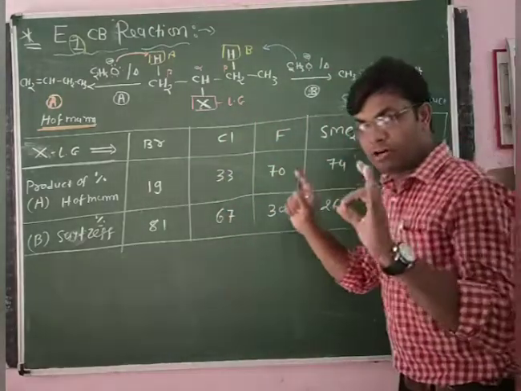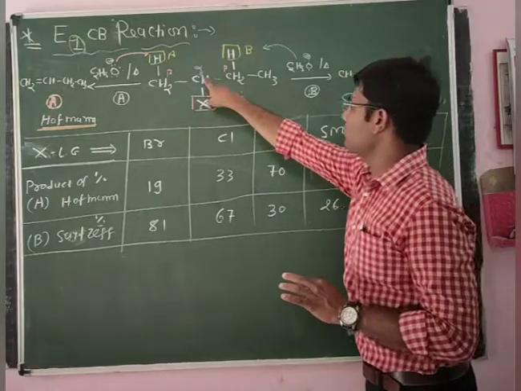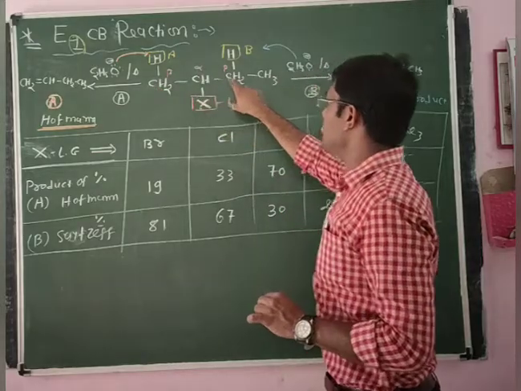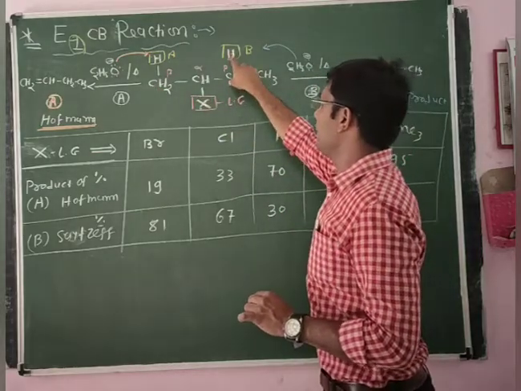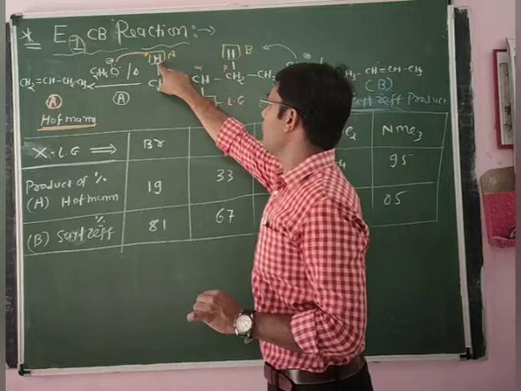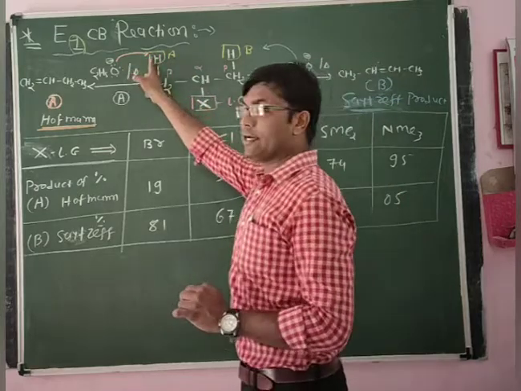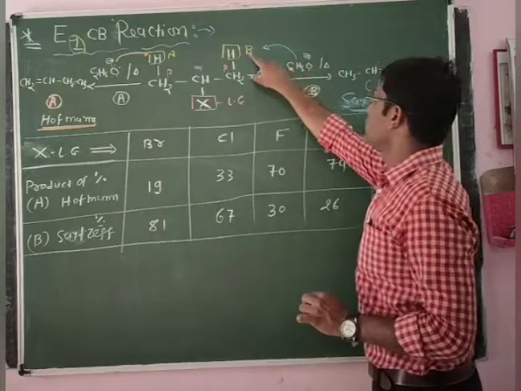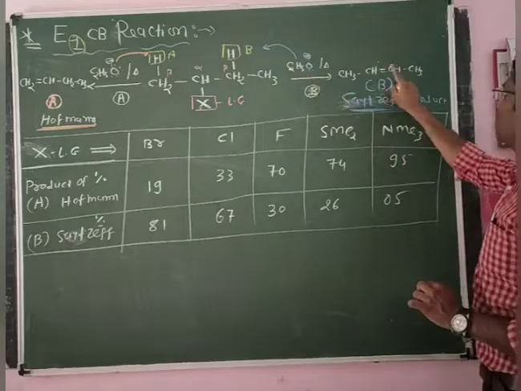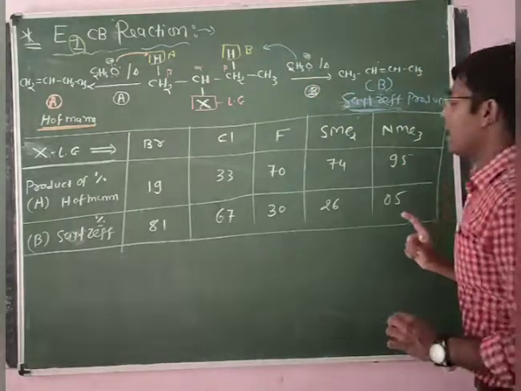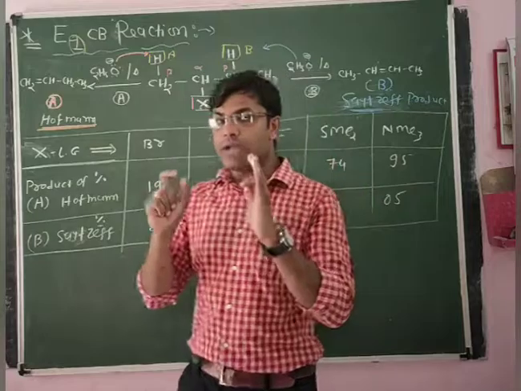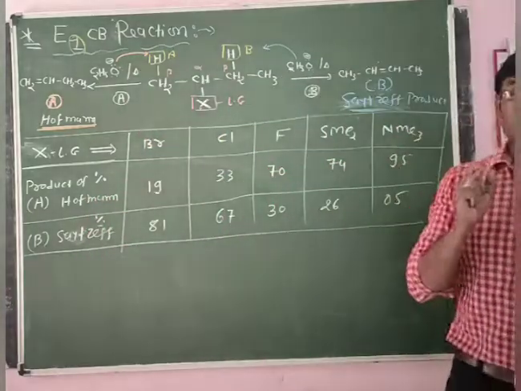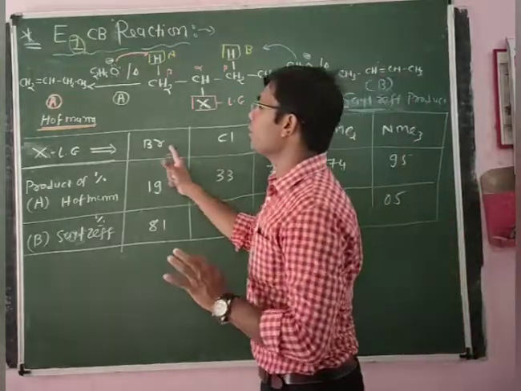Okay. Understand very well. This one is our leaving group. This is our alpha carbon. This is first beta carbon, or we can say this one is second beta carbon. And this is the hydrogen. This is the A group hydrogen, and here ethoxide attacks this hydrogen, and we get the Hofmann product. And if ethoxide attacks this B hydrogen, then we get the Saytzeff product. Now, what are the percentages of A product, means Hofmann product, and B product, means Saytzeff product? It depends on the leaving group.